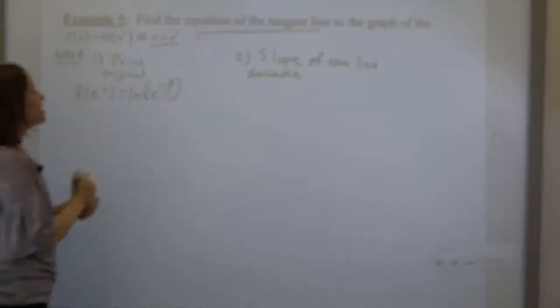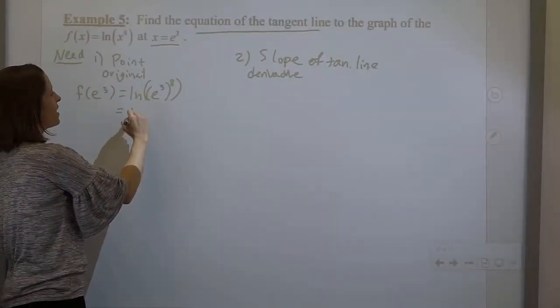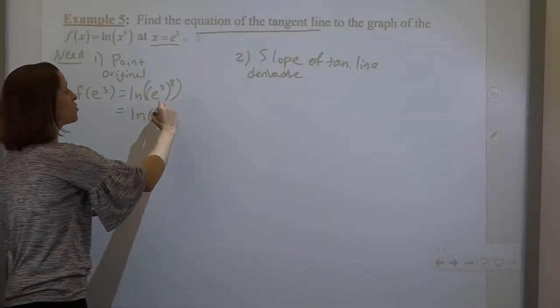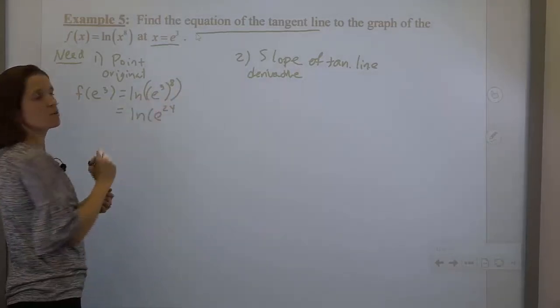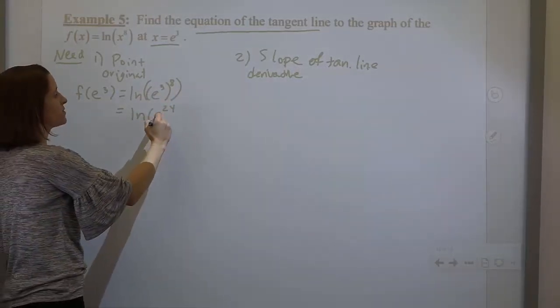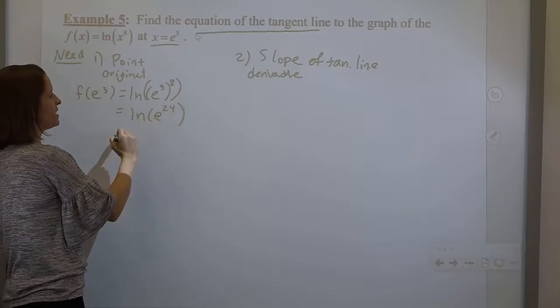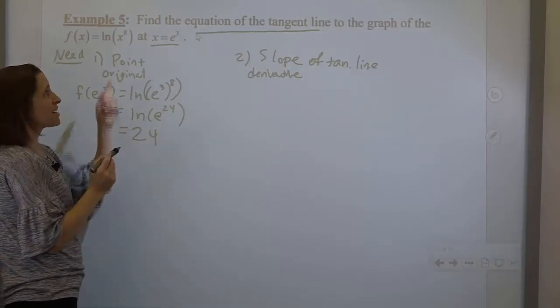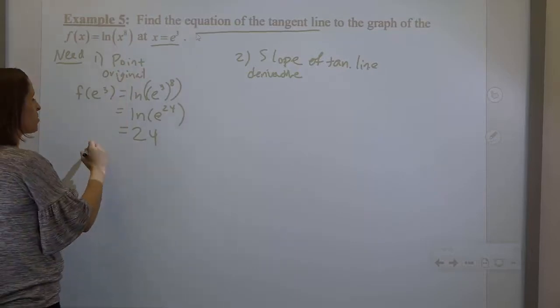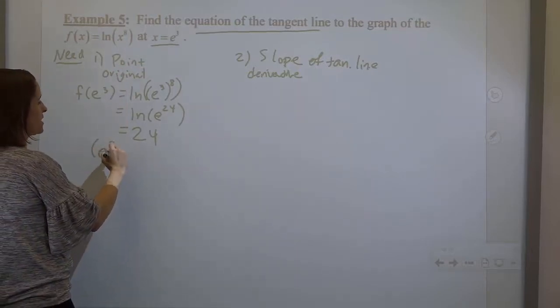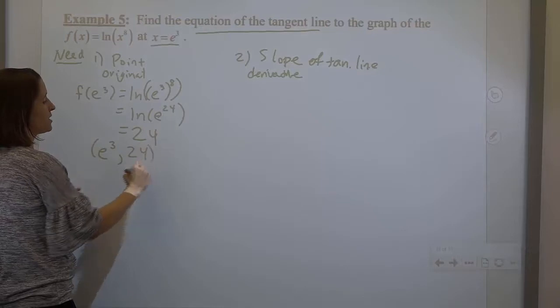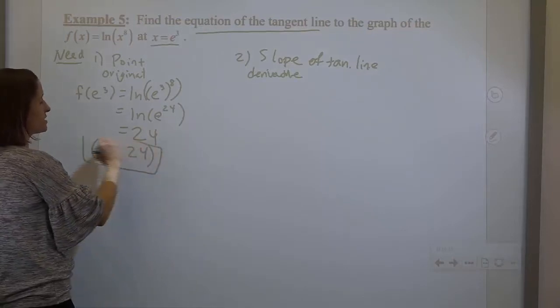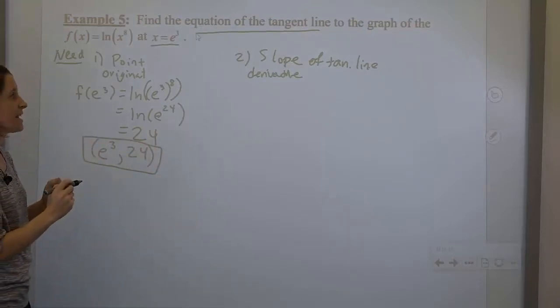Okay? So here we have ln of e to the 24th, because when we have a power raised to a power, we multiply our exponents. Ln of e, ln and e undo each other, and we get the number 24. So that might look like it's a really ugly point to you, but it actually works out pretty nicely and is the number 24. So this is our point. Of course, it's not my final answer, but it's a key thing that I need.